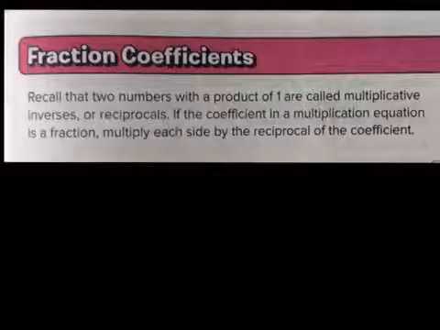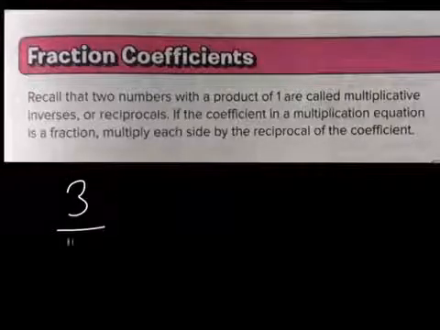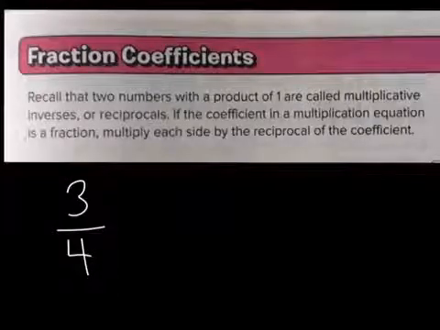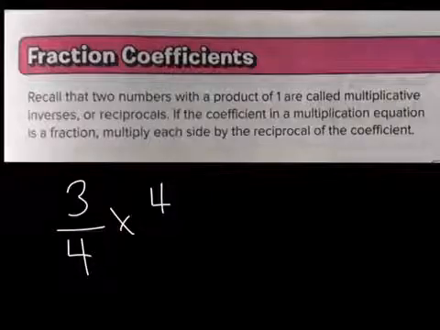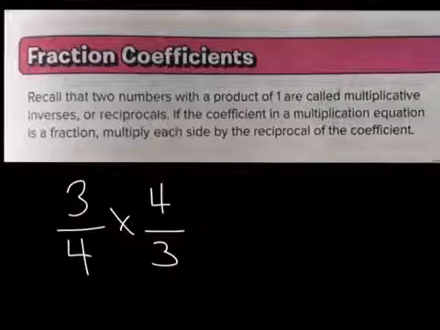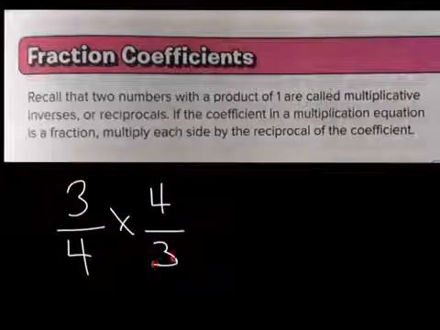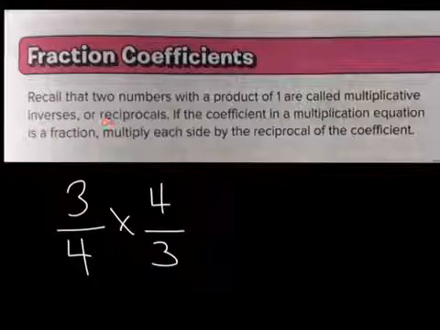Okay, here's a key concept. Recall that two numbers with a product of 1 are called multiplicative inverses. Let me just draw that out for you. Let's say you have 3/4, right? If we were to multiply 3/4 times 4/3, this is the multiplicative inverse. We flipped the fraction for simpler terms. That's called the multiplicative inverse or the reciprocal.